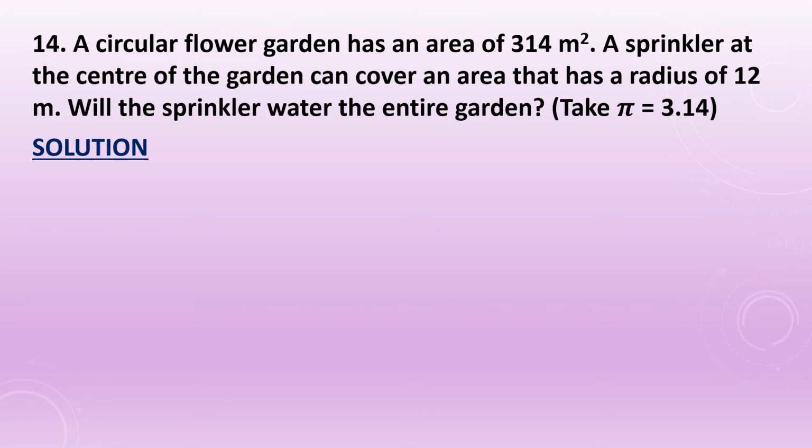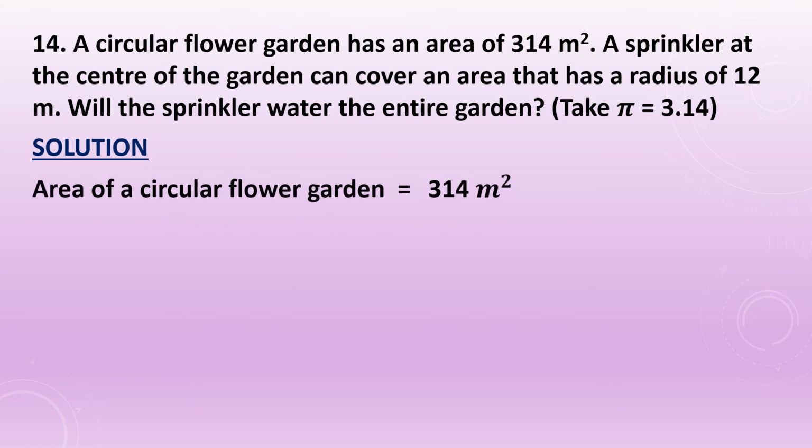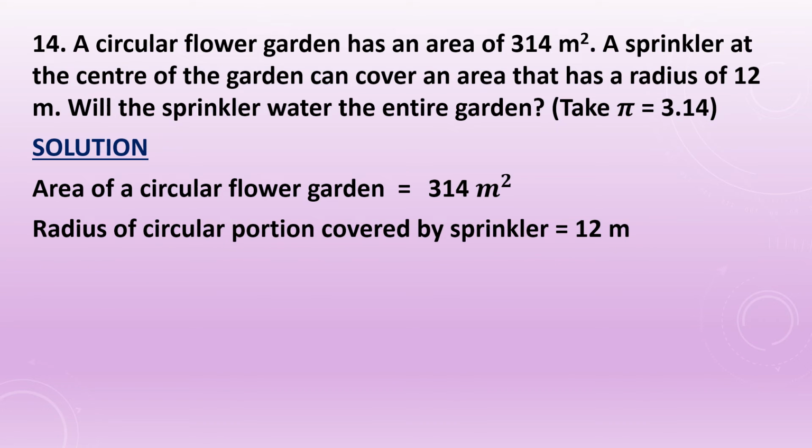If the area of sprinkler is same or more than 314, that means it will be able to water the whole garden. That we can see whether it is able to water it or not. So area of circular garden is given as 314 meters square. Radius of the circular portion covered by the sprinkler is given as 12 meter.